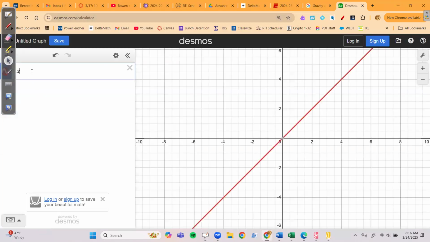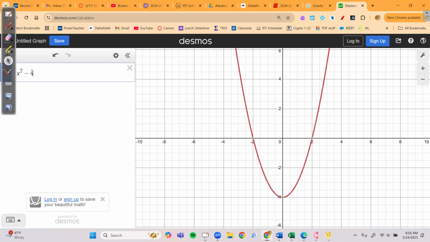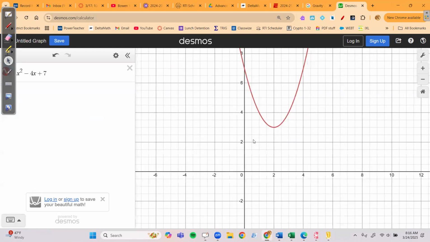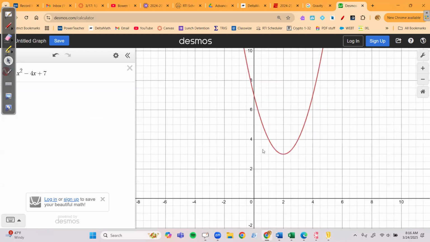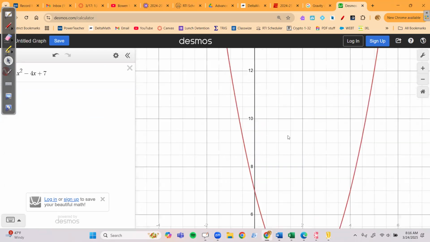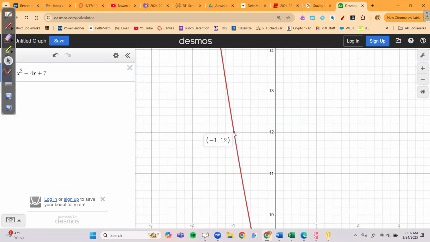So we did x squared minus 4x plus 7, I believe was our answer. And the 3 points that we started with were -1, 12. And you can see right here that this is the point -1, 12. The graph goes right through it.